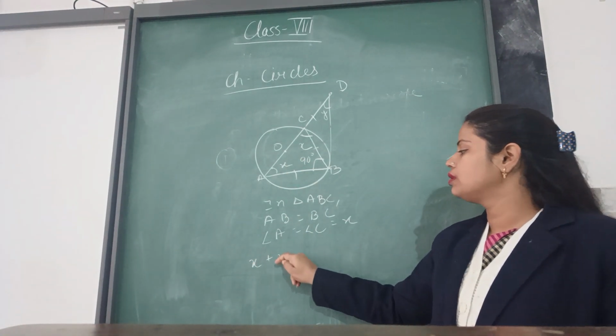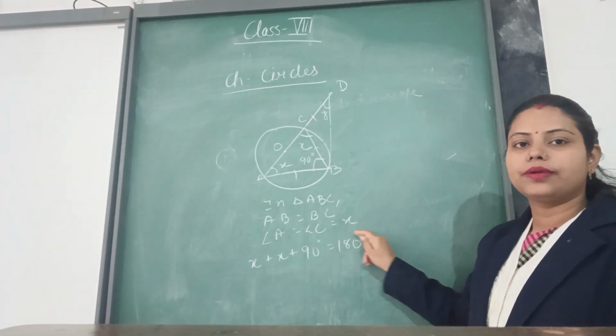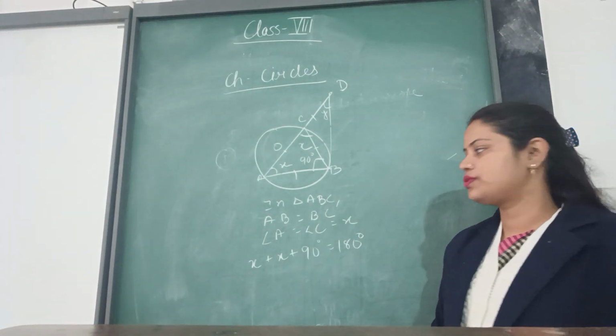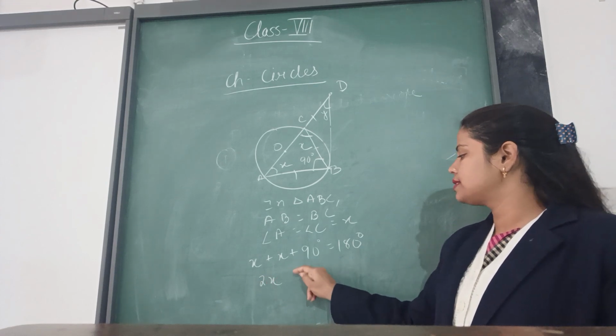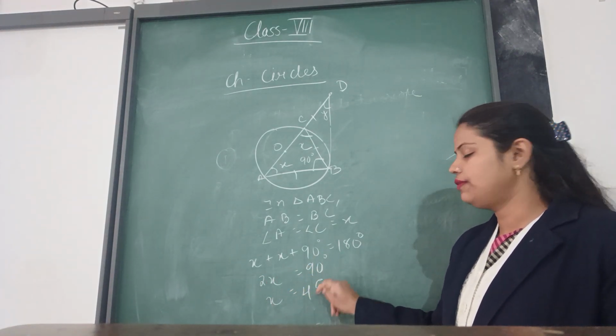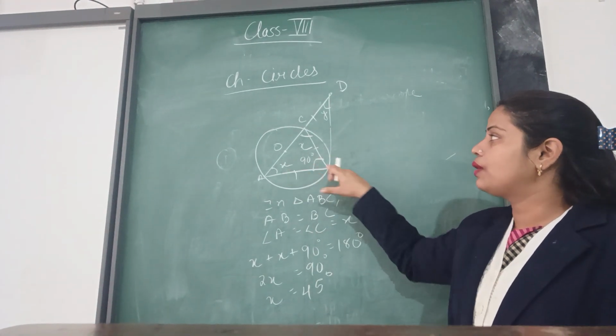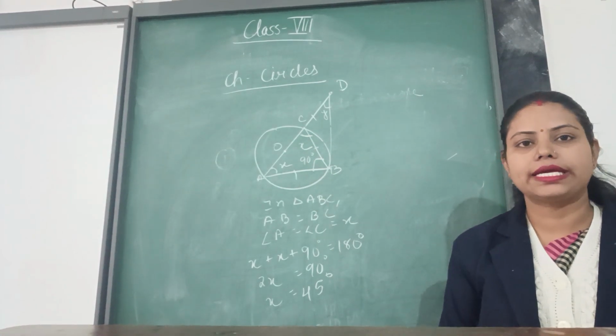We can write down x plus x plus 90 is equal to 180 degrees, by using the angle sum property of the triangle. 2x is equal to 90. So x we are getting to be 45 degrees. So till this, we have calculated only the value of x.